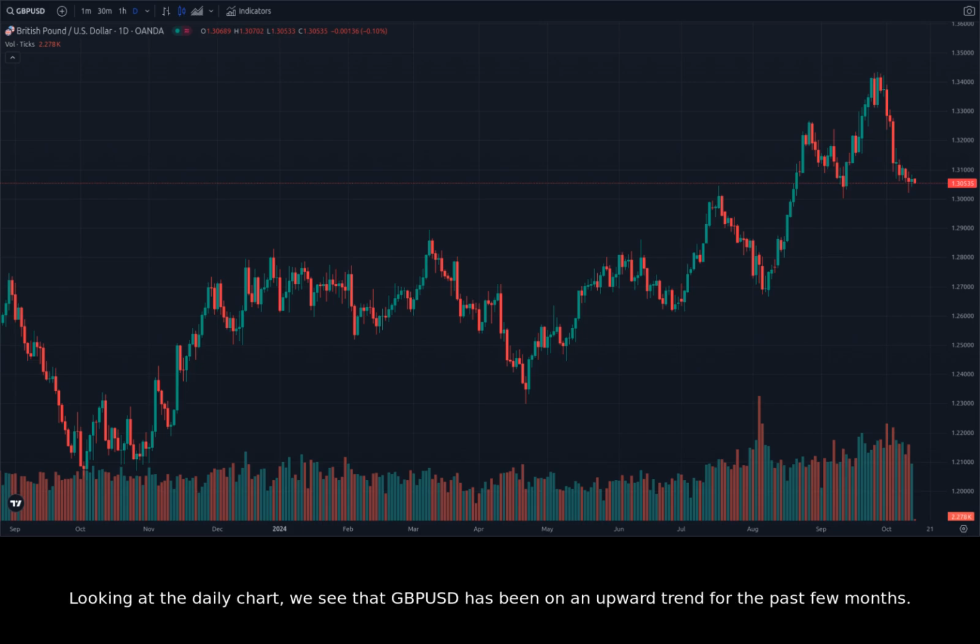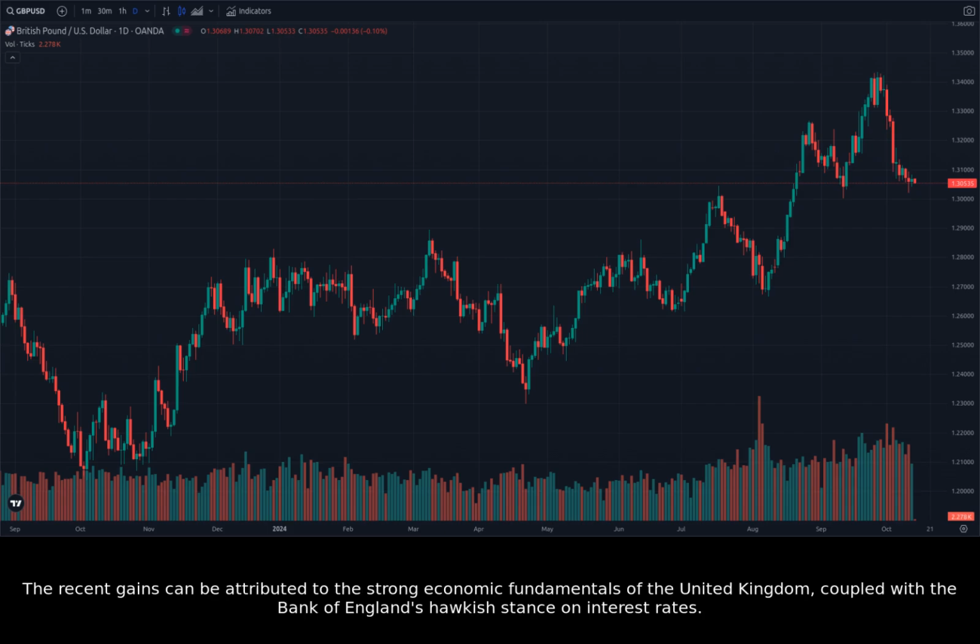Looking at the daily chart, we see that GBPUSD has been on an upward trend for the past few months. The recent gains can be attributed to the strong economic fundamentals of the United Kingdom, coupled with the Bank of England's hawkish stance on interest rates.